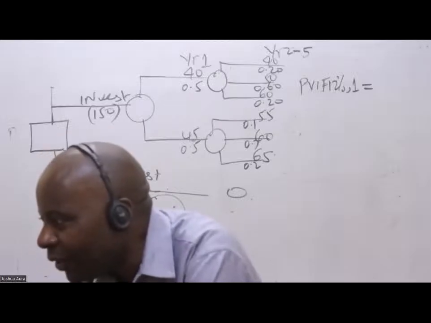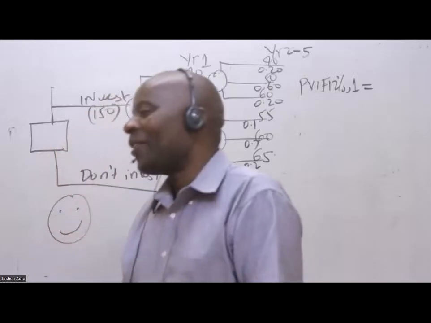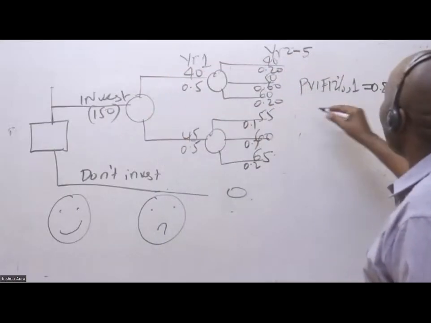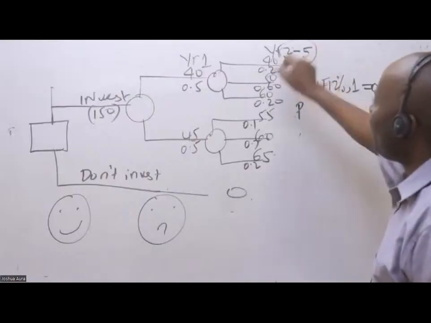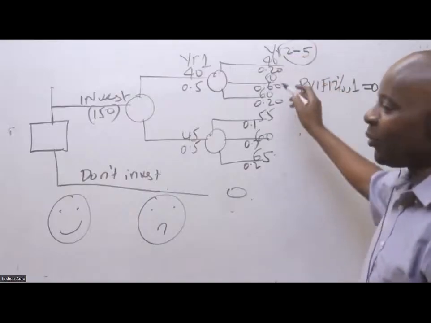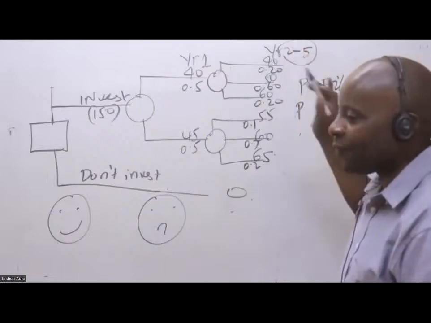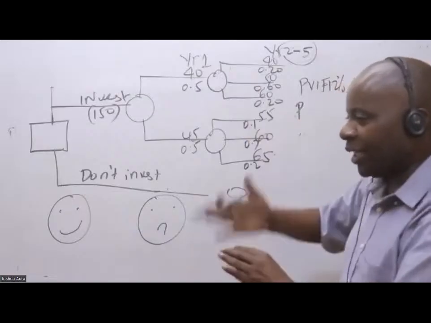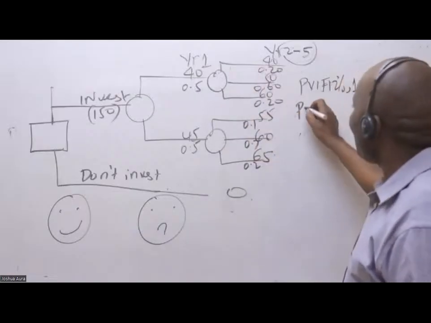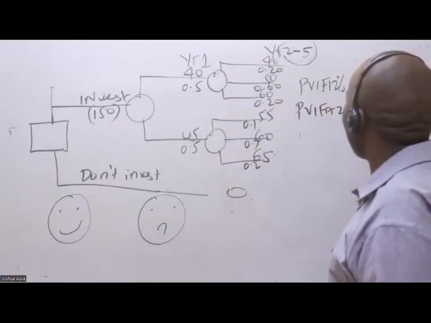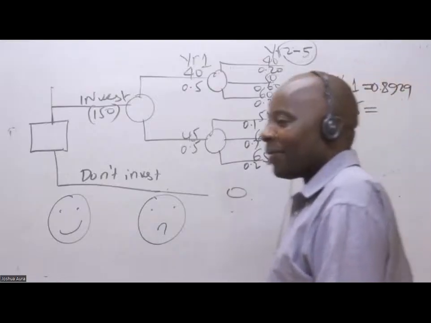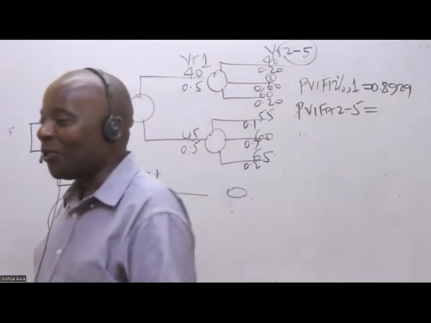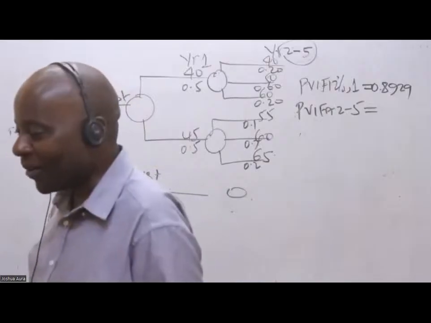Okay, so they're giving me a figure of 0.8929. Thank you very much. And then now we have here, of course, this will be PV, isn't it? Is there somebody who is able to see this is PV when they talk of 2 to 5? Is there somebody who is able to see it's PV-FA? Yeah, because it is year 2, year 3, year 4, year 5. So in this case, you give me PV-FA year 2 to year 5.